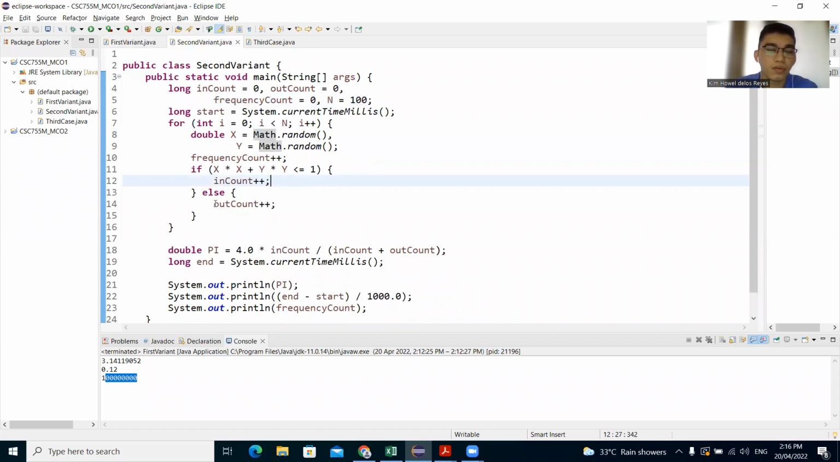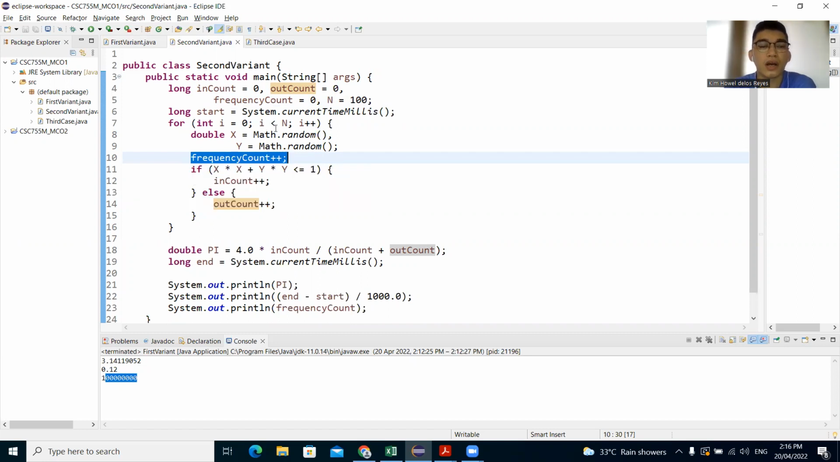However, if the point is outside, or greater than 1, we increment the out count, meaning that point is not inside the shaded region, so most probably it's outside the shaded region. And then we just simply put the frequency count here inside the for loop.